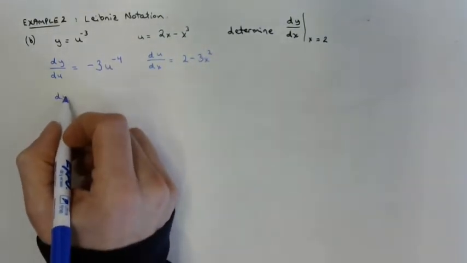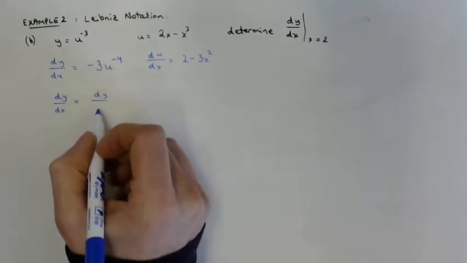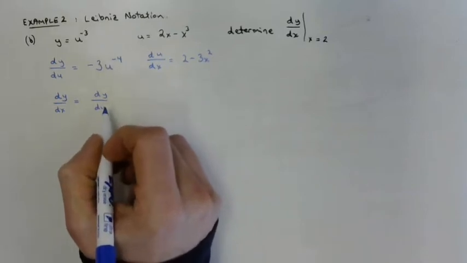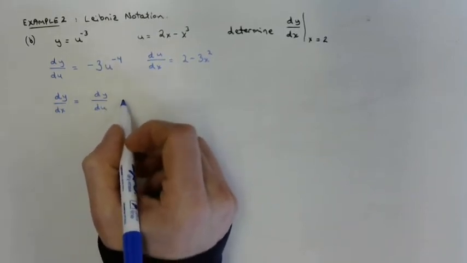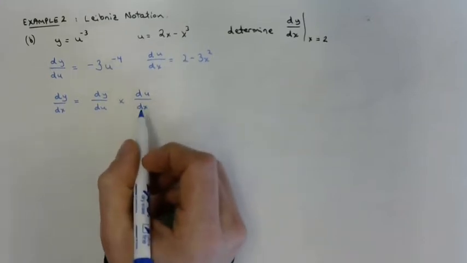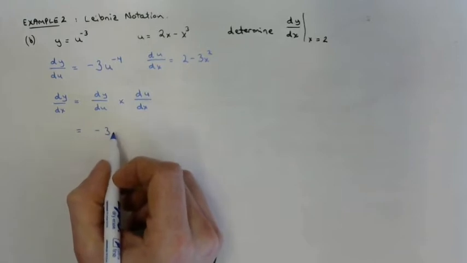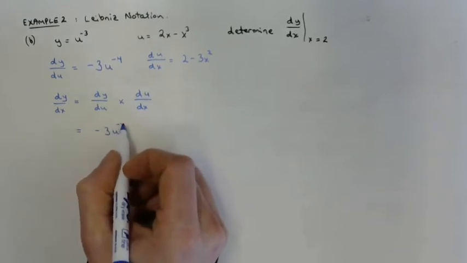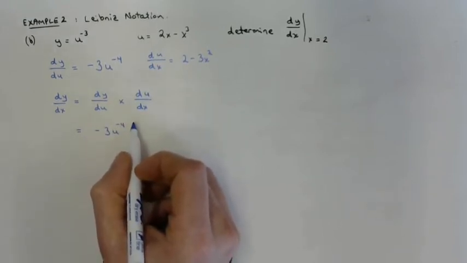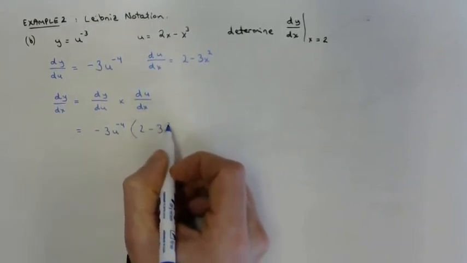According to the chain rule, dy by dx is equal to dy by du, the derivative of the outer function with respect to the inner function, times du by dx, the derivative of the inner function. Sub in what we know. We've got negative 3 times u to the power of negative 4, and then in brackets we've got 2 minus 3x squared.